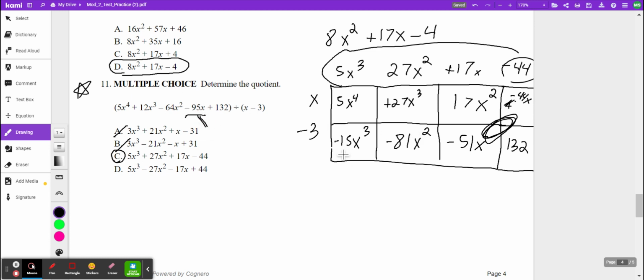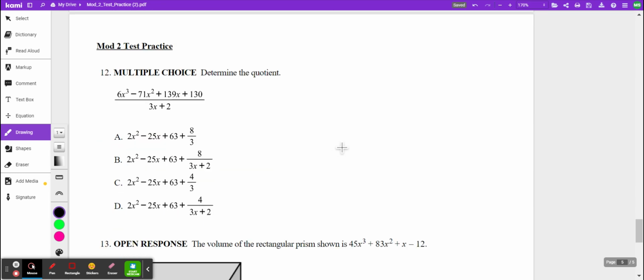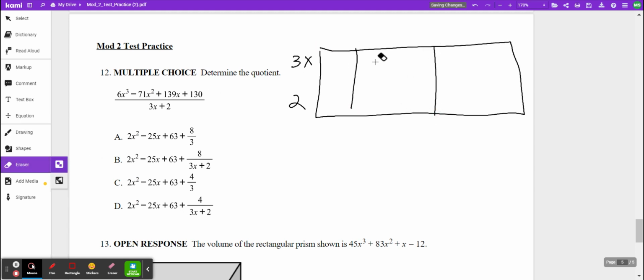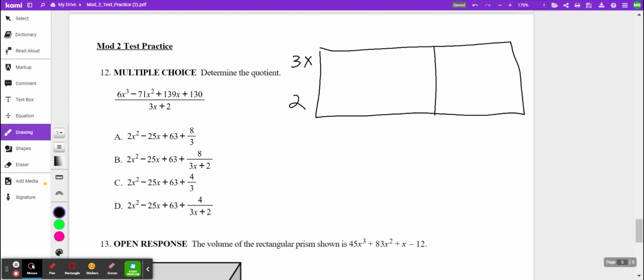Let's go on to the next one. I think this is the last set of problems. It says determine the quotient. So once again, I'm going to do the box method right here. I'm going to say, hey, I want 3x plus 2, and I want to figure out what goes inside. So let's erase that, make that a little bit prettier. And so I know I'm going to have 6x cubed.